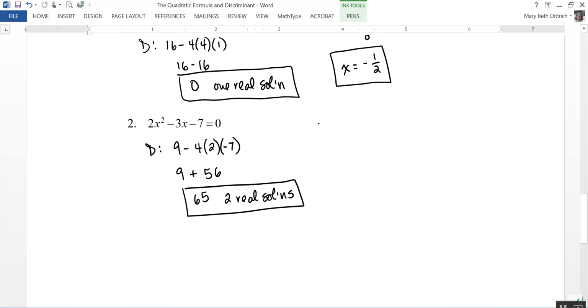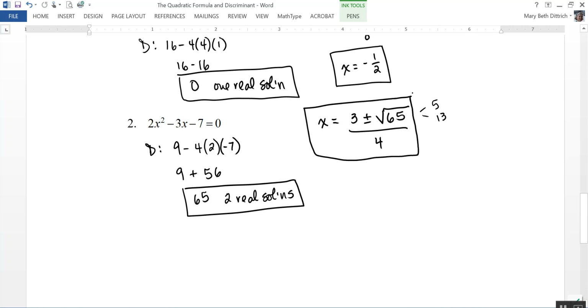And let's go ahead and figure out what those solutions actually are. So x equals negative b, so the opposite of negative 3 is positive 3, plus or minus the square root of, and I already calculated b squared minus 4ac, that's 65, all over 2a, which is 4. And 65 factors into 5 and 13, so I can't simplify that radical. So this right here is indeed my answer. x is equal to 3 plus or minus the square root of 65 all over 4. And remember again, this is two answers because it's 3 plus the square root of 65 and 3 minus the square root of 65.